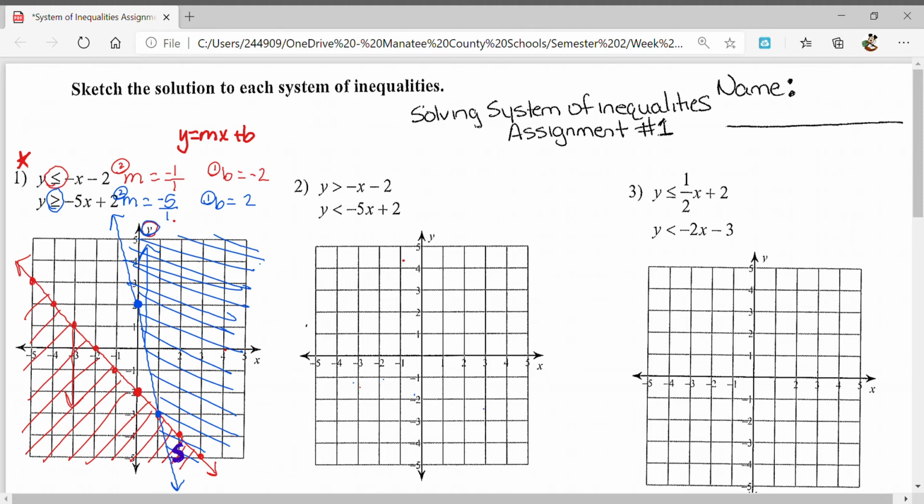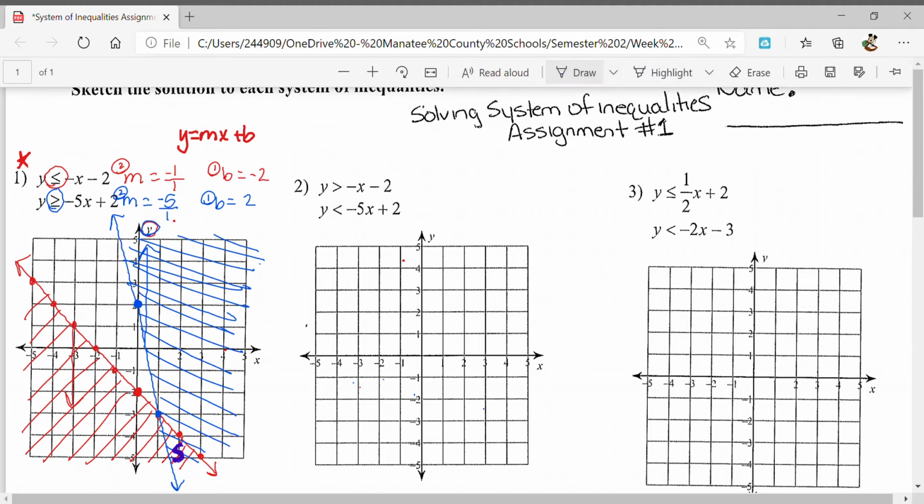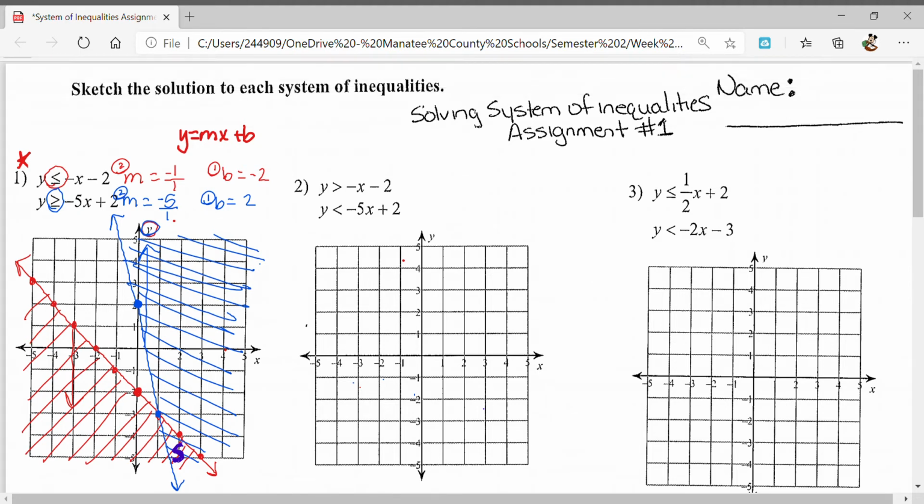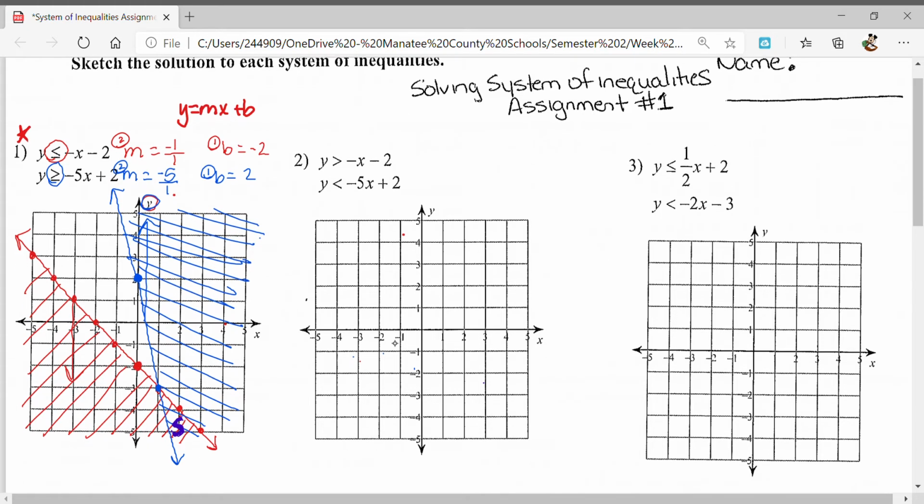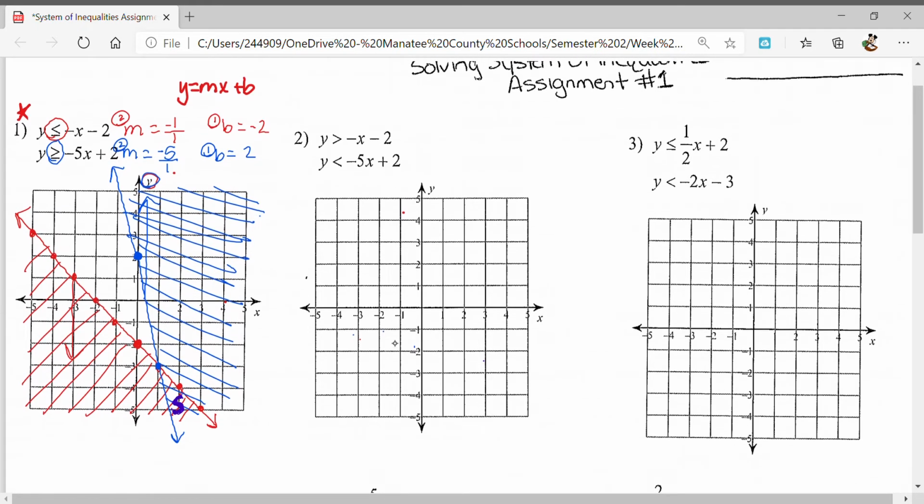And then to find exactly where your solution is, that's going to be where you have both colors, the red and the blue, or where you have the shading for both. And that's going to be where I have that purple S down there in the bottom little tiny section. That is your solution. So make sure when you do this, you put the letter S over your solution so we can easily see where your solution is.